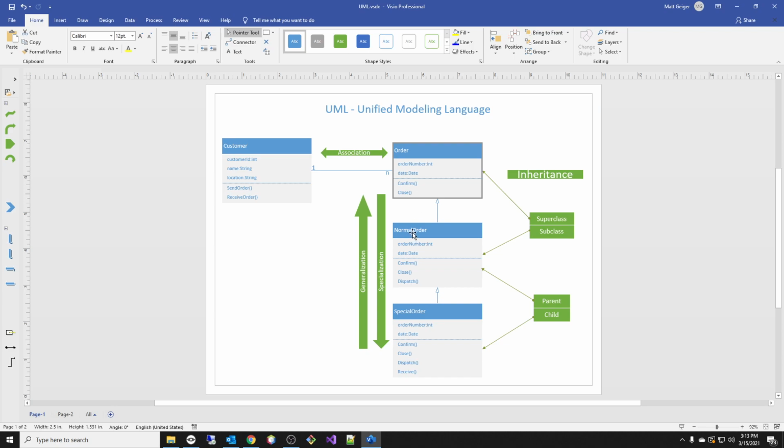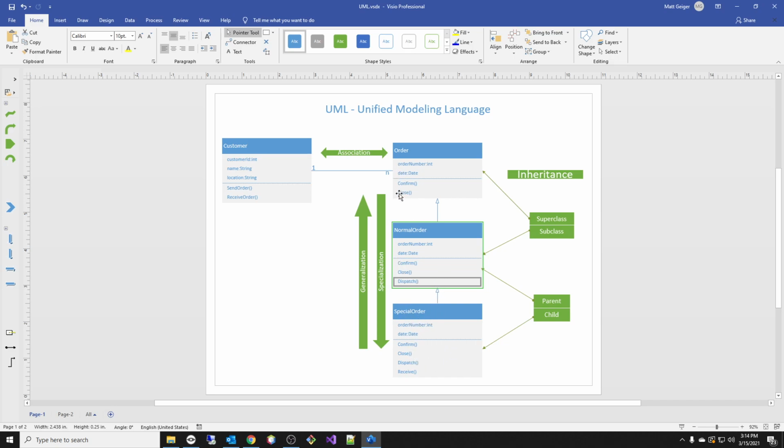And then down here we have something called a normal order, and you can see it has the same properties as a regular order, but we've actually added a dispatch method. So this normal order is inherited from the regular order. It uses all the code of the order, but then we have a dispatch method down here in addition. So this is a very general order. This is a more specific kind of order. And down here, we have even more specific.